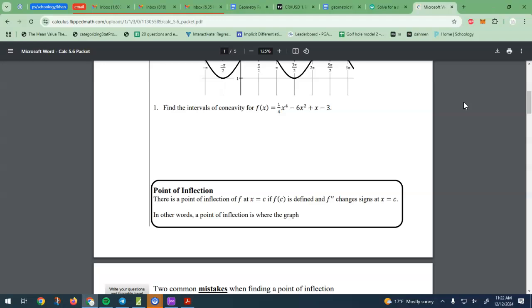What do I plug back into to find something? The original, for the y value. Do any of you guys want to plug that in? I'm going to trust that you can do that.